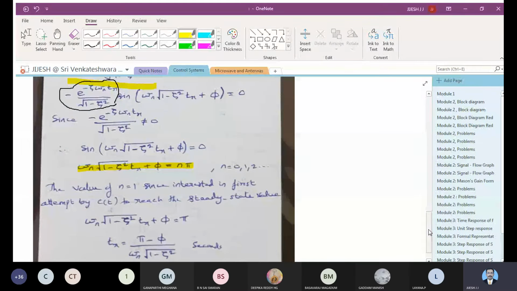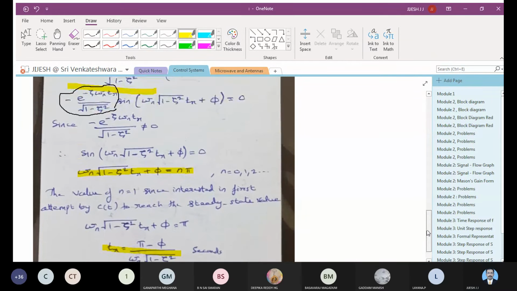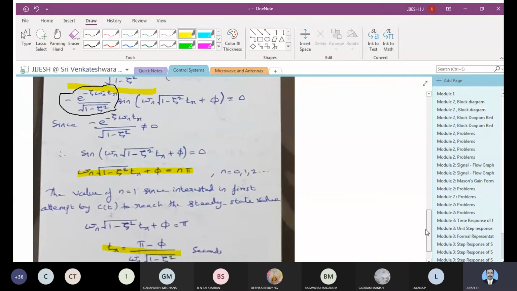So when we take the value of n equal to 1, you get the equation omega n root of 1 minus zeta square tr plus phi is equal to pi, and finally you will get tr equal to pi minus phi divided by omega n root of 1 minus zeta square. This is the equation you will get for tr, and it's the equation you have to remember for solving problems.